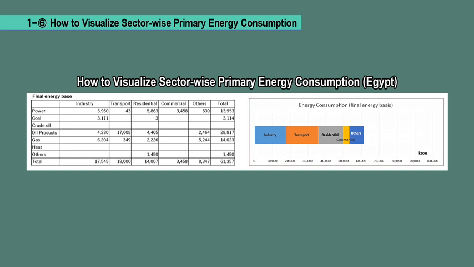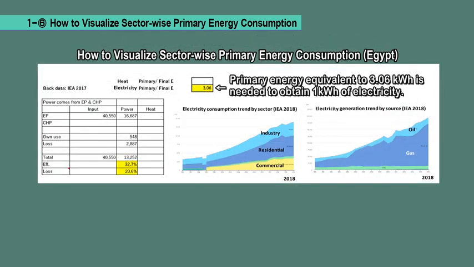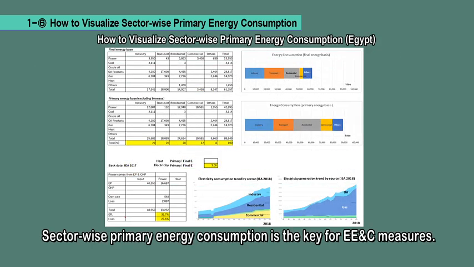However, we need to think about how much primary energy is needed for the electricity. When generation, transmission, and distribution losses are taken into consideration, the generation of 1 unit of electricity of the final consumption amount requires the input of 3.06 times that as primary energy. To grasp priority sectors for EE and C measures, decisions must be made going back to the supply side by looking at the total primary energy consumed, not at the sector's final energy consumption amount.